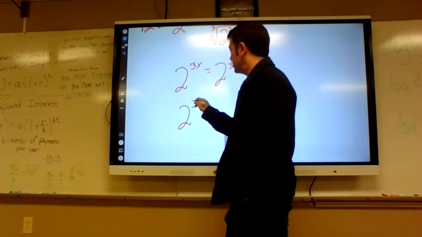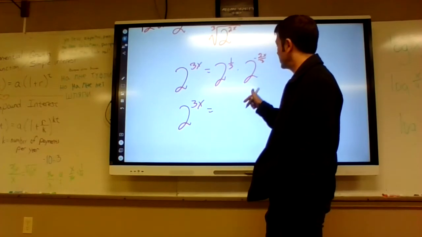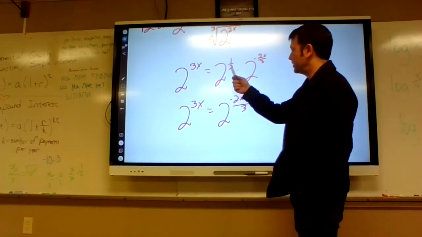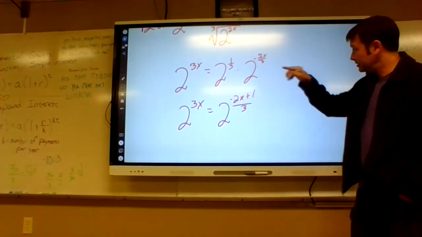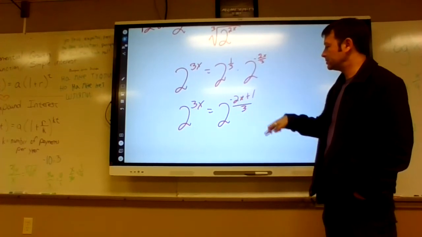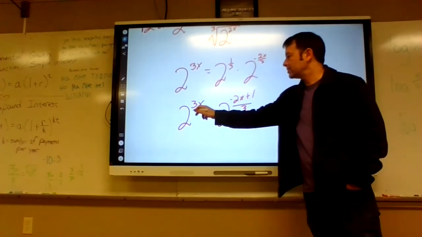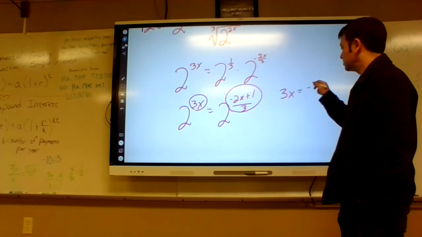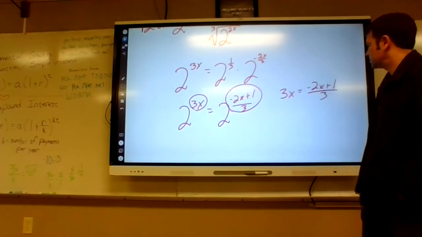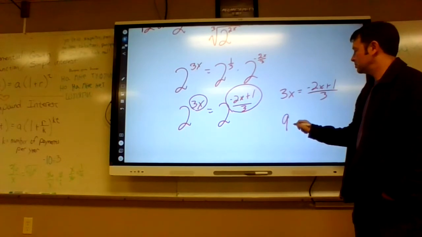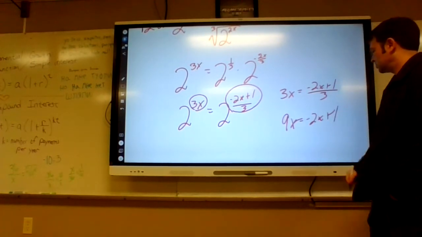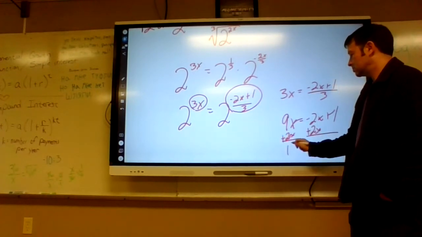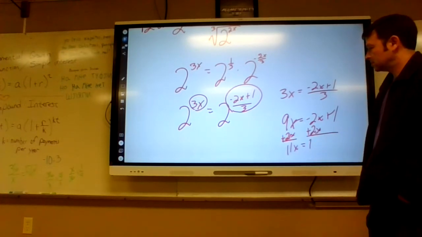Anyway, this is 2 to the 3x equals that plus that. Remember how to add fractions together? So 3x equals negative 2x plus 1 over 3. All this stuff should equal all this stuff. The first thing I want to do is multiply by 3. So we got 9x equals negative 2x plus 1. Then we're going to add over that 2x. So we've got 11x equals 1. So x equals 1 over 11.